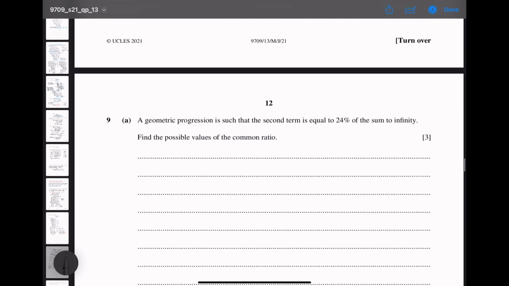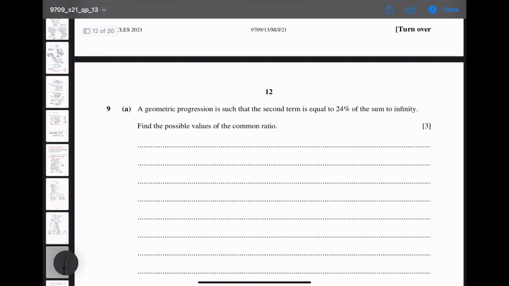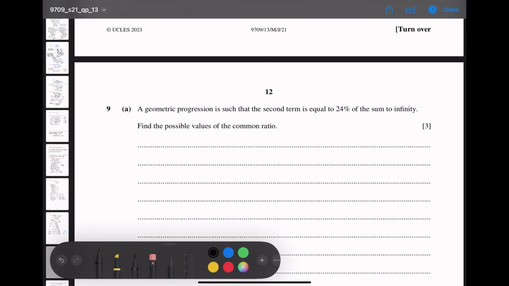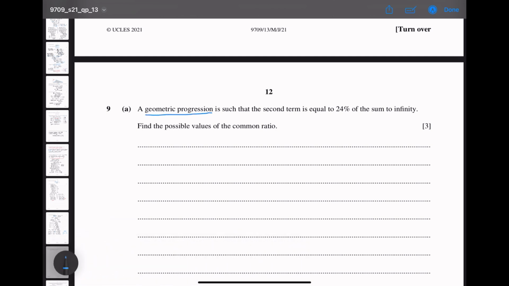Now the next question, this is question number 9. A geometric progression is such that the second term is equal to 24% of the sum to infinity. Find the possible values of the common ratio. This question is of geometric progression. The second term is equal to 24% of the sum to infinity. Find the possible values of the common ratio.